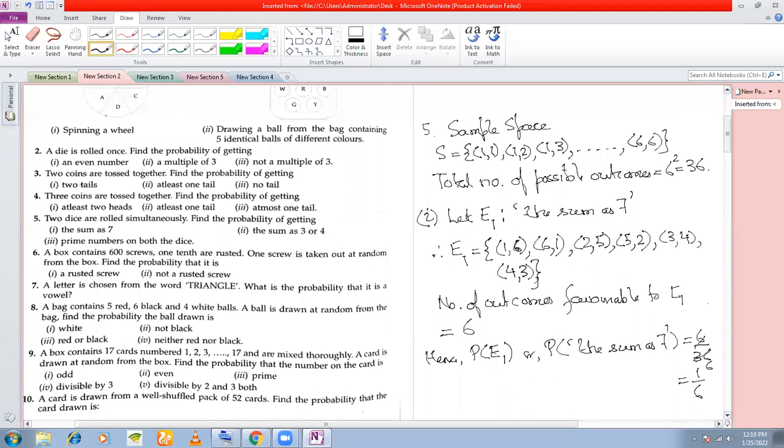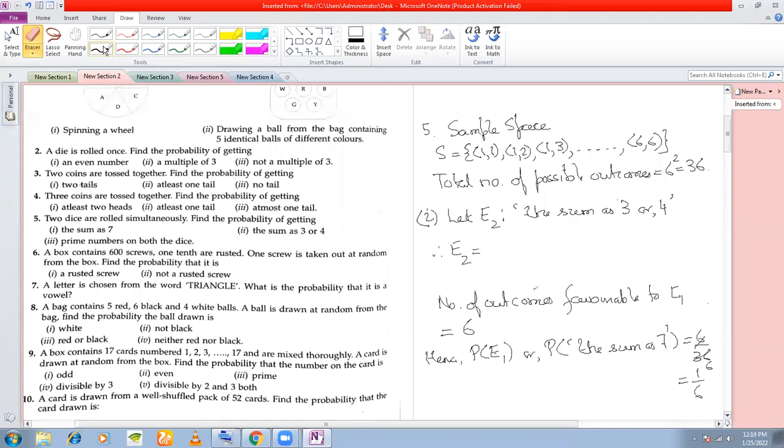The question is the sum as 3 or 4. So we define the event E2, the sum as 3 or 4. How can I get the sum as 3 or 4? What are the outcomes which will give me a sum of 3 or 4? I can get 1, 2, which gives a sum of 3, and I can also have 2, 1, which will give a sum of 3.